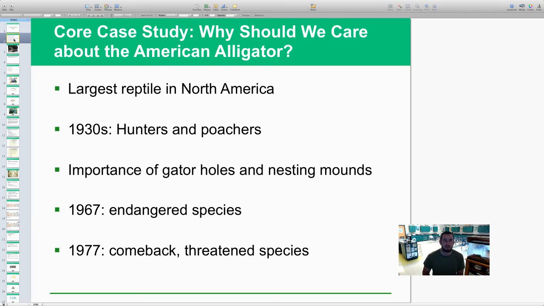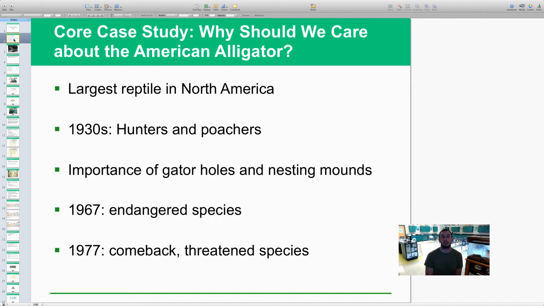The first thing we'll look at is the core case study, which is on the American alligator. When I first moved to North Carolina, this was probably one of the coolest animals I've ever seen. We don't have them in Michigan, obviously, and I was pretty excited to see that we have those in North Carolina, and so it's a pretty cool animal to talk about.